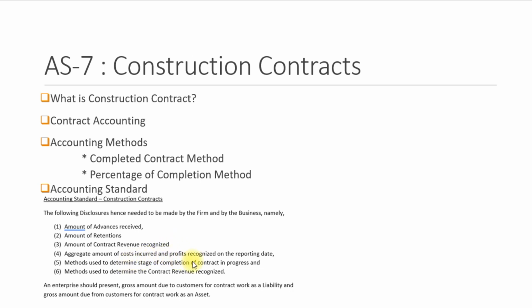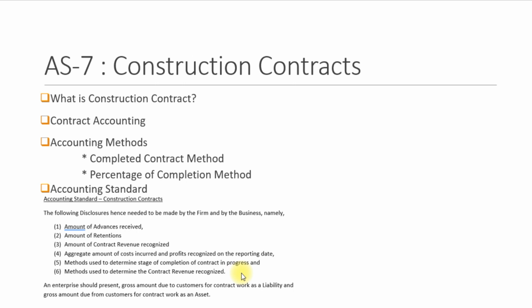Aggregate amounts of cost incurred and profit recognized on the reporting date. So that aggregate has to be disclosed: cost incurred as well as profit realized or recognized. Methods used to determine stages of completion of contracts in progress. There may be different milestones, different stages through which the contract progresses, so everything has to be disclosed. At each stage, the progress has to be reported, and it has to be disclosed also as per the accounting standard. The methods used to determine contract revenue recognized also have to be disclosed.